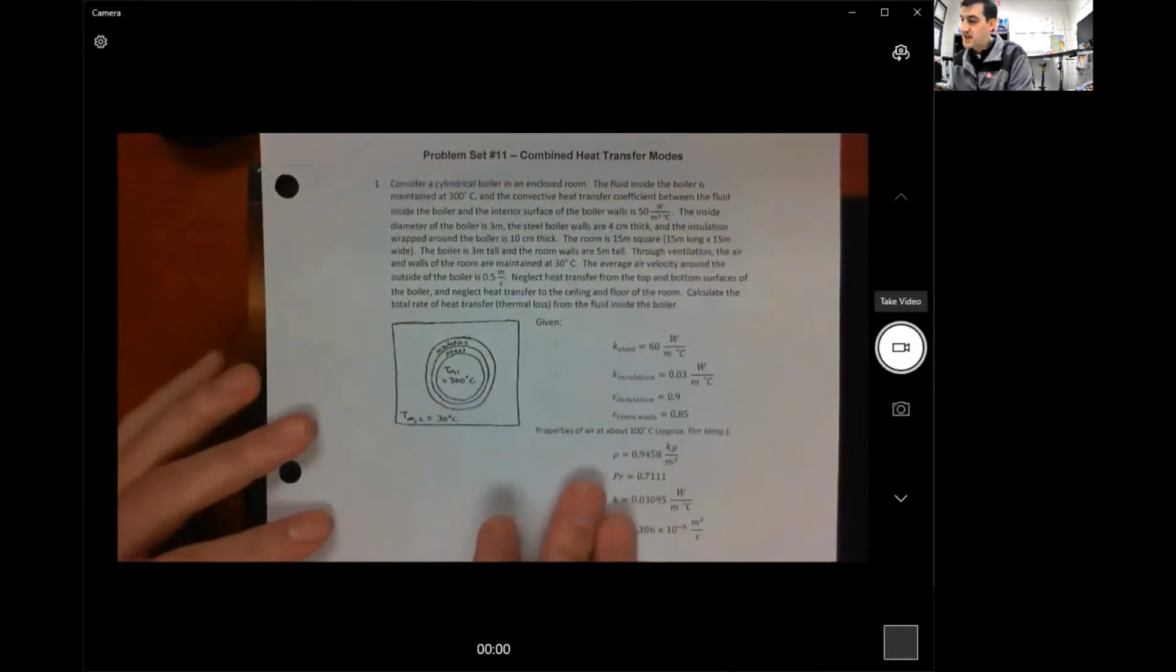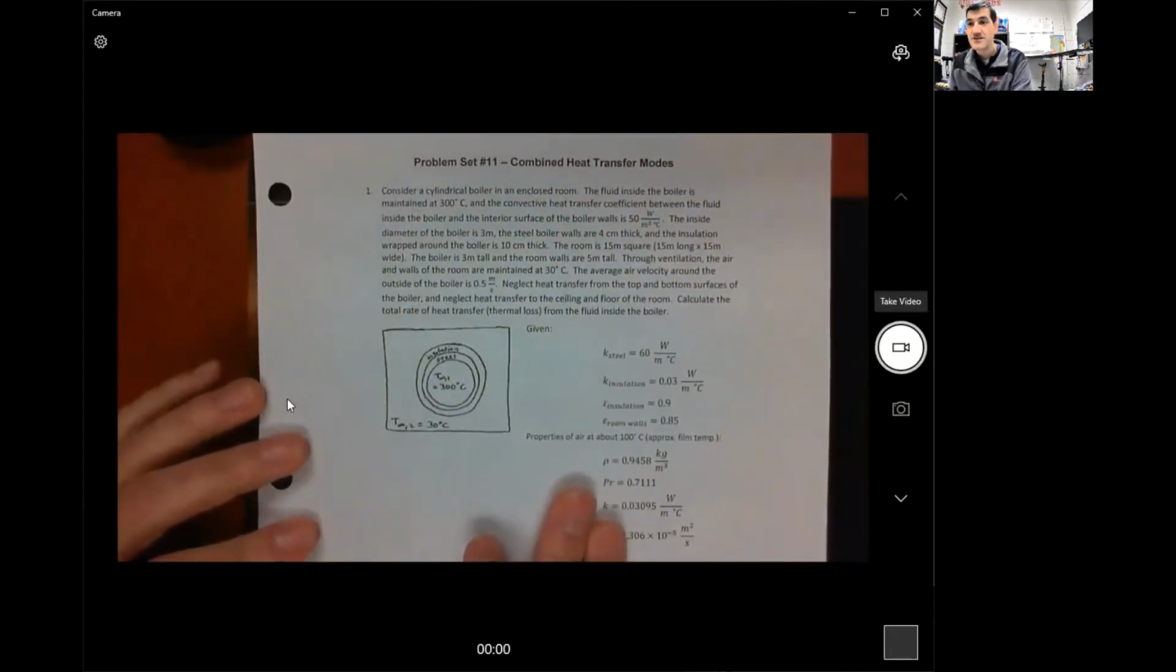All right, so let's take a look at problem set number 11. That is the homework assignment that will be due next time. Here's problem set number 11, and it's pretty similar to the example that we just talked through, and that was intentional on my part.